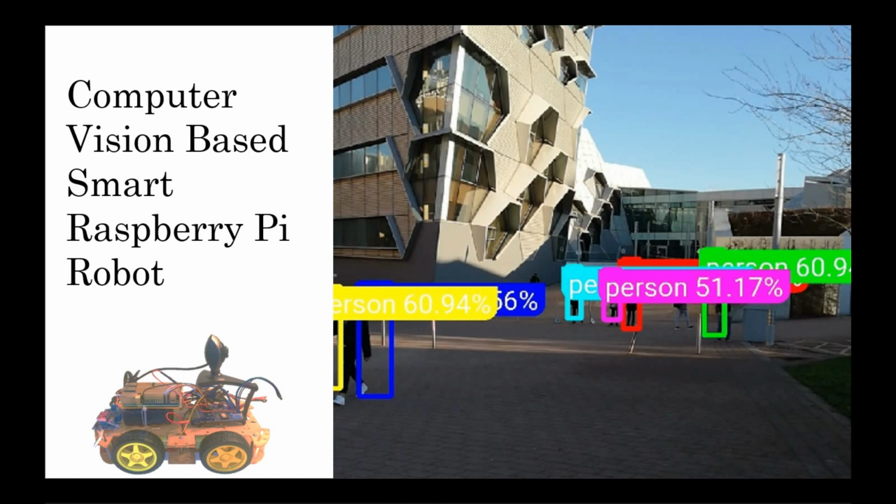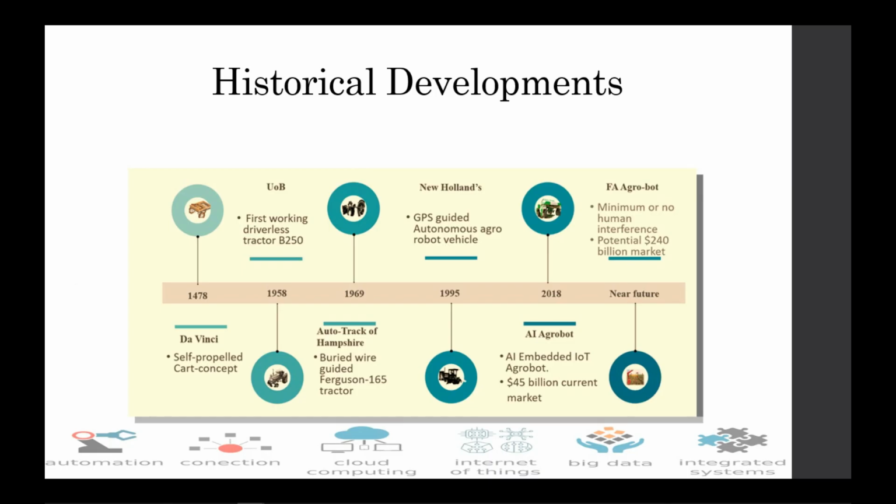Before getting into the details of my project, I would like to present some of the project background, the historical background of robotics in general. In 1478, Leonardo da Vinci demonstrated his self-propelled cart concept, where he used a spring to store potential energy. When the spring was released, the kinetic energy created from the spring's potential energy would move a robotic buggy.